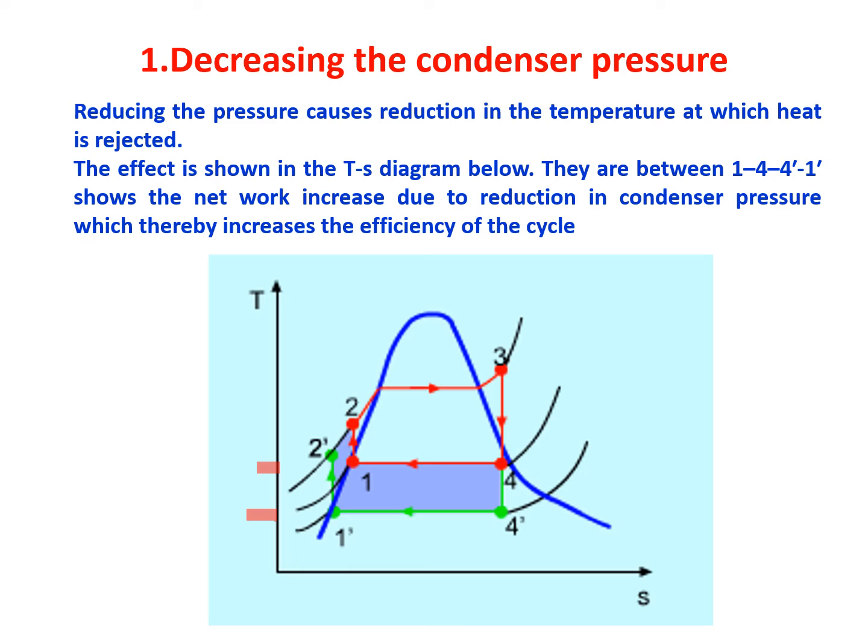Let me repeat. T1 equal to T4 is the normal temperature. If we reduce the condenser pressure from P4 to P4 dash, the temperature also reduces to T1 dash. That is, the heat rejected is reduced as the condenser pressure is reduced, and the overall area below the line in the T-s diagram will increase from 1, 2, 3, 4 to 1 dash, 2, 3, 4 dash. The area is increased, so the heat is increased, so efficiency also increases.